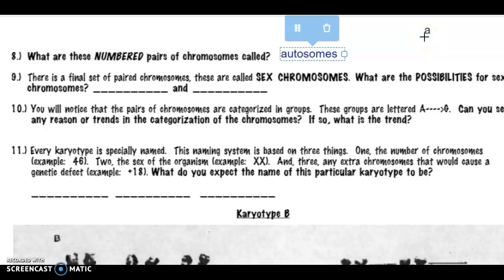There's a final set of paired chromosomes that are called the sex chromosomes. What are the possibilities for the sex chromosomes? Well, if it's a female, it could be an XX. And if it's a male, it would be an XY.